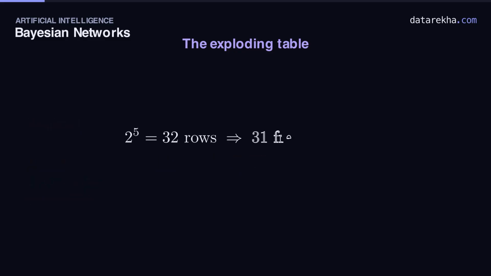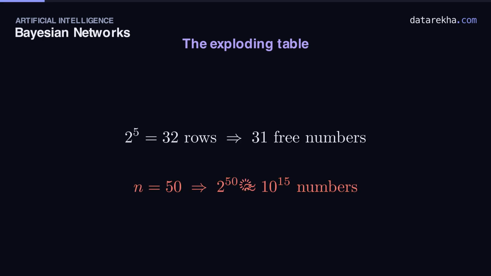And that's the trap. Five binary variables give 2 to the fifth combinations, 32 rows. The probabilities must sum to 1, so you're free to pick 31 of them. 31 numbers for a tiny toy problem. Now imagine not 5 variables but 50. 2 to the 50 is a 16-digit number. More rows than you could ever write down, let alone estimate. The full joint table is a dead end.